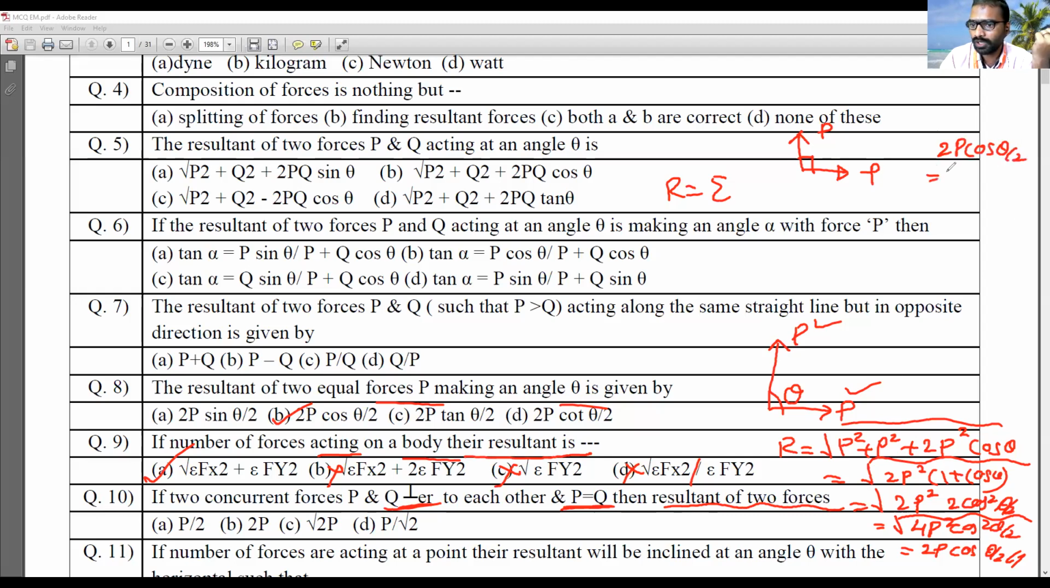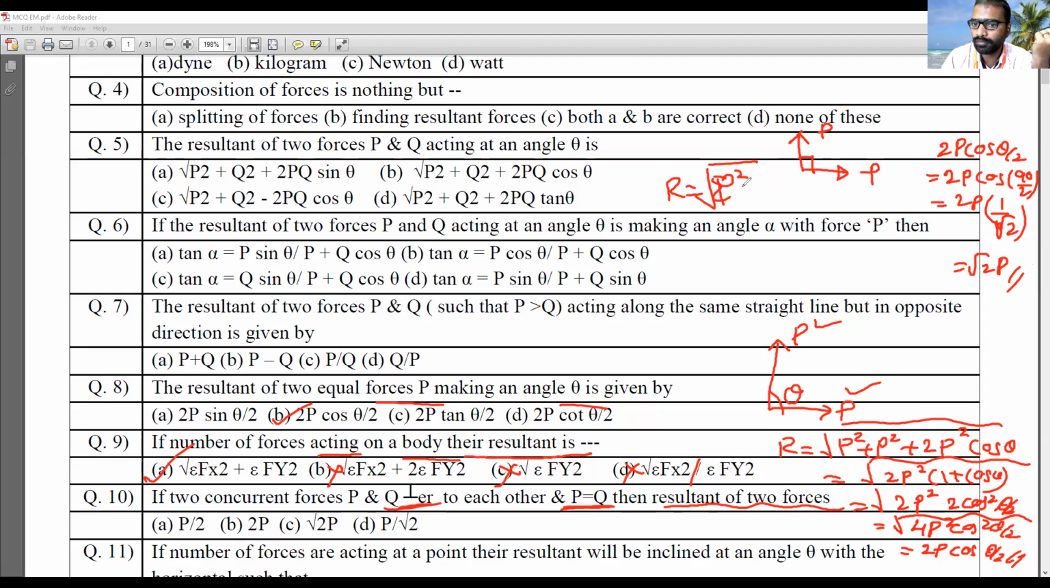Okay, so apply 2p as it is, cos 90 by 2. That is 45, so 2p. What is cos 45? 1 by root 2. So it will become root 2p. So here, if you want to apply, you can apply like this also.